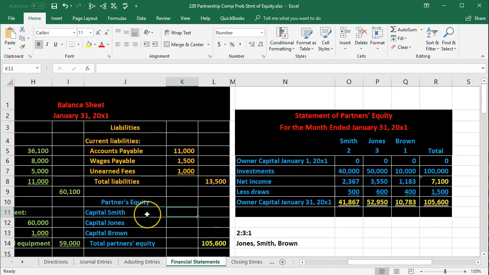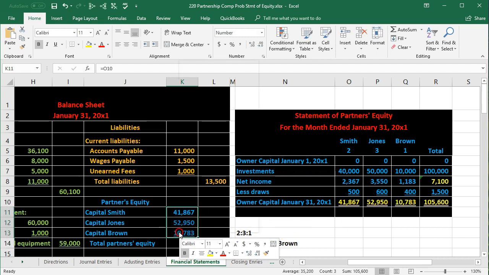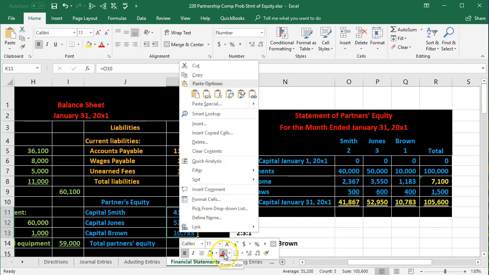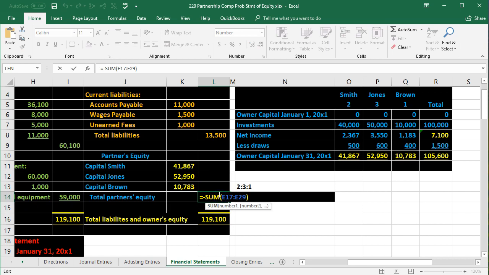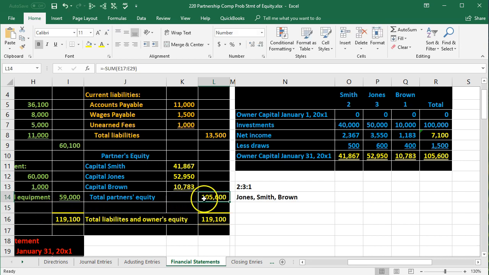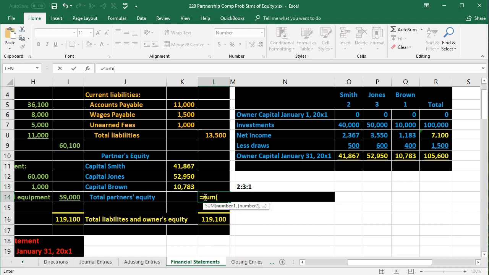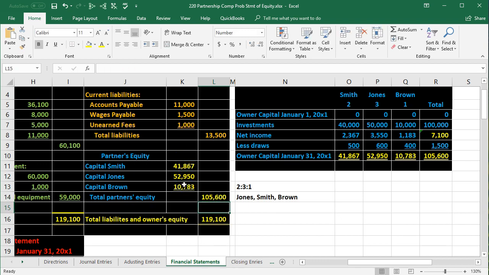These connections between Smith should just be this 41,867 from the partner's equity. This should be the 52,950, and this should be the 10,783. And I'll make these yellow to indicate that these should match the other statement. So these, of course, are coming from there. And this one you could sum up now. Instead of summing up over there, this could equal the sum of these items, or you can say it equals this item. So in any case, they should tie out, they should match numerically. And now we're matching here.